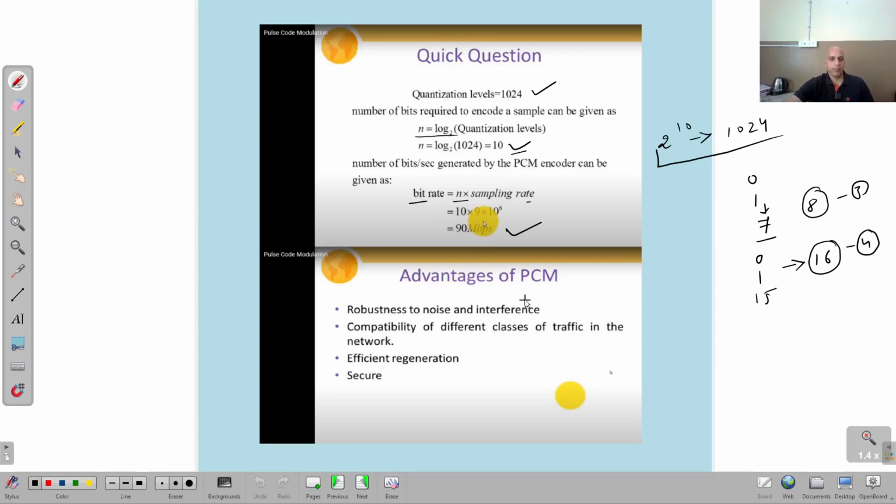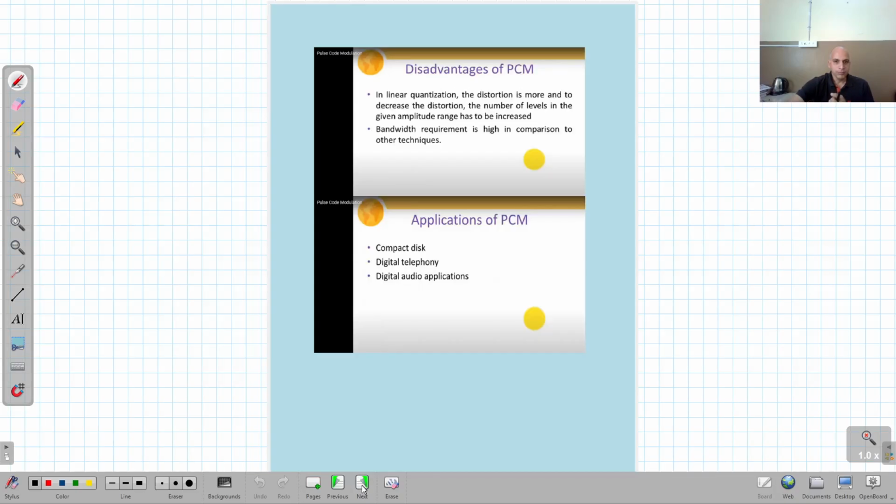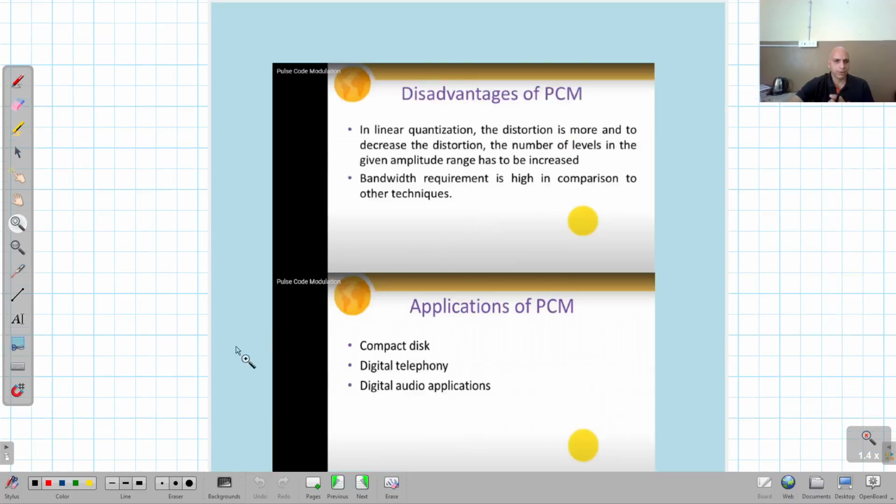Advantages of PCM, pulse code modulation: it is robust to noise and interference, compatible with different classes of traffic in the network, allows effective regeneration, and is secure. So all these are advantages of PCM. Now I am going to the disadvantages. You can see the disadvantages here.